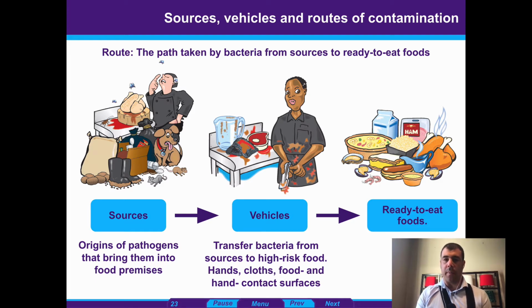A vehicle will transfer bacteria from the source onto high-risk food. So this can be hands, clothes, food and hand contact surfaces, could also be equipment, chopping boards, knives, spatula, etc. Basically, this process is called cross-contamination.